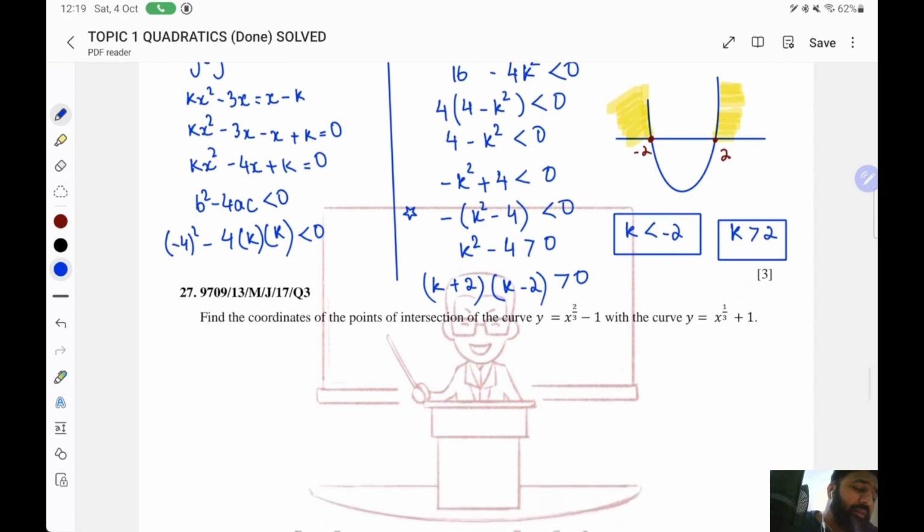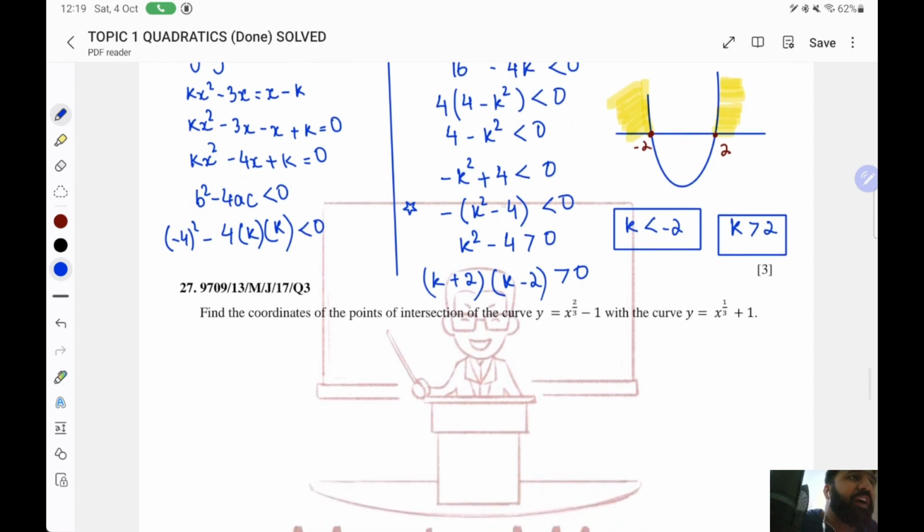And yes, remember, whenever you divide both sides by a negative number or multiply by a negative number, the inequality sign in the center changes itself. So that's the reason I changed the inequality sign from lesser to greater.